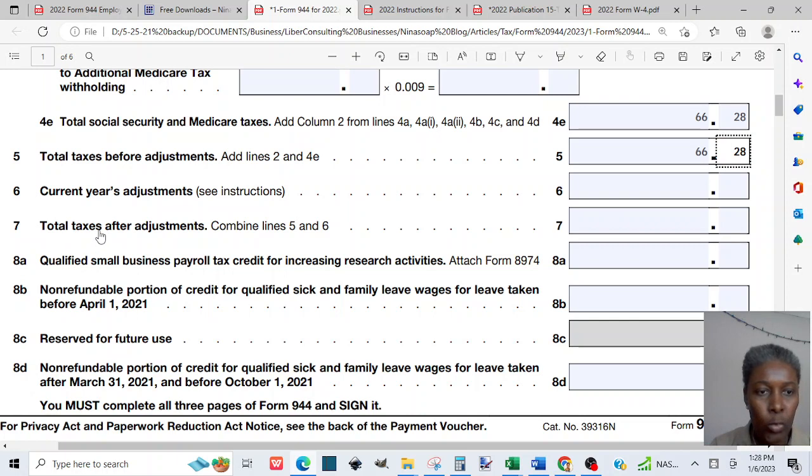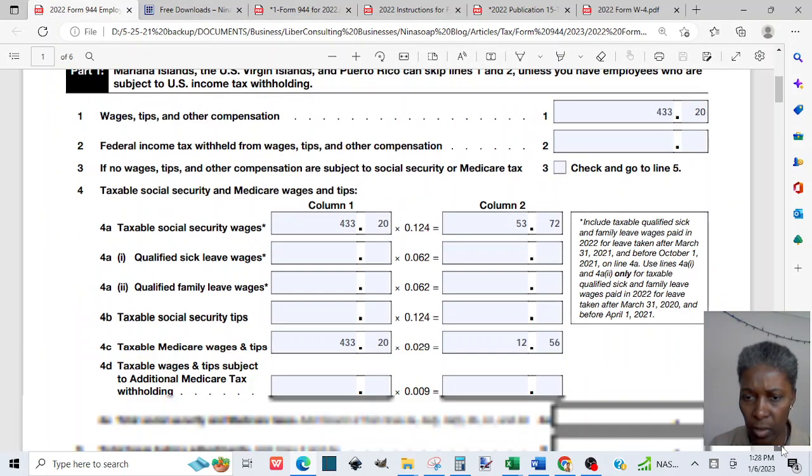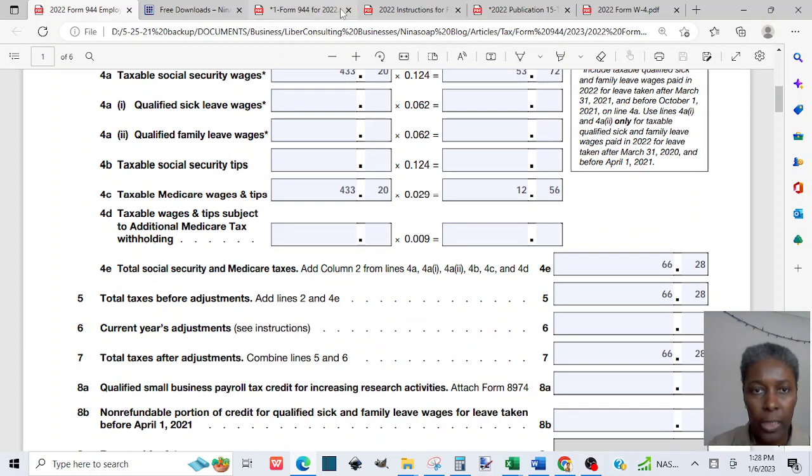So line 7, total tax after adjustment. So it will be line 6 and line 5. And our line 7 is $66.28. And let's check it with the form we filled here to see if, yeah, that's the number.